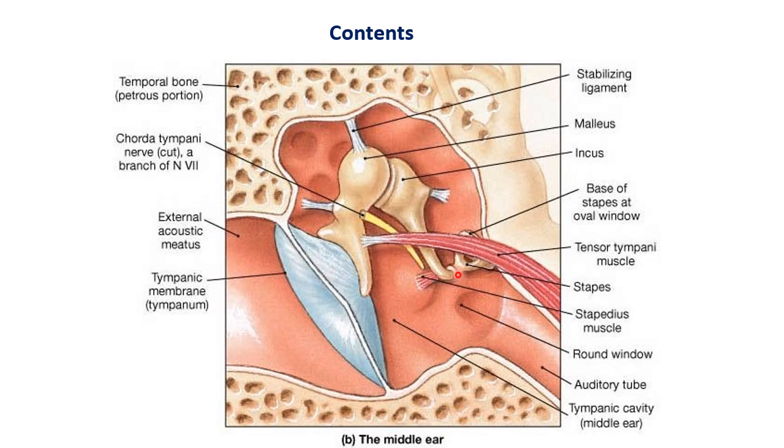It is supplied by a branch from the facial nerve, and on contraction, again, the stapes is going to move away from the fenestra vestibuli, or the base of the oval window to which it is attached. Now, for these muscles we have nerves, and also we know that we have the chorda tympani nerve, which is running through this cavity. So the contents include the ossicles, the joints, the muscles, the arteries and the nerves which are supplying the various structures, and the mucous membrane which is lining the wall.